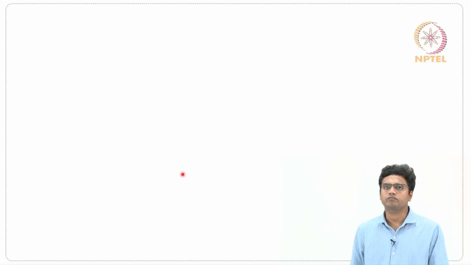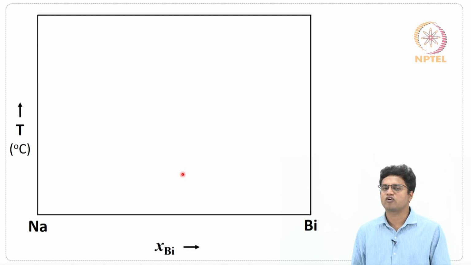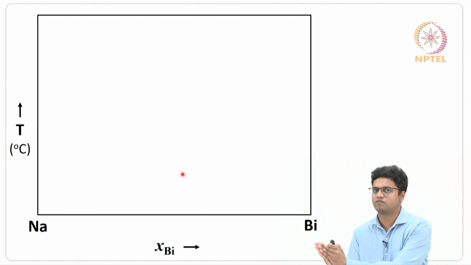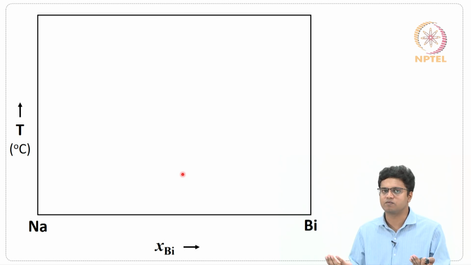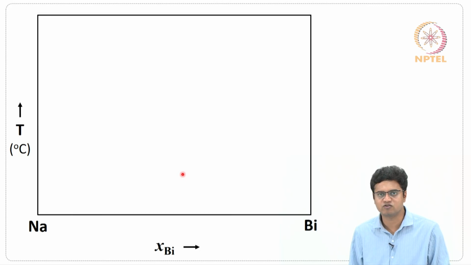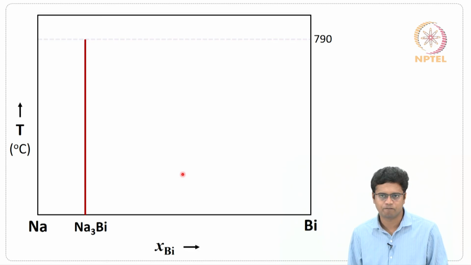Okay. Now, let's draw it. For convenience, I am simply drawing Na on the left axis and Bi on the right axis, but it is not always so. You can also draw bismuth on the left axis and sodium on the right axis. The first and foremost thing is to locate the compounds, because we already calculated the fraction of Bi required to locate Na3Bi and NaBi. This is Na3Bi, and it is to be drawn up to the point where you reach 790 degrees Celsius, because Na3Bi melts at 790.